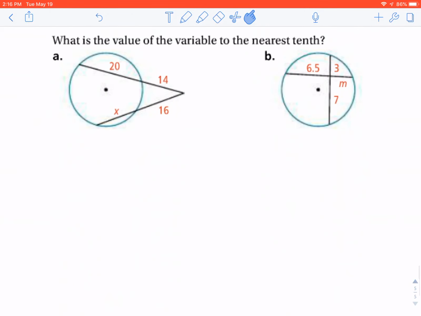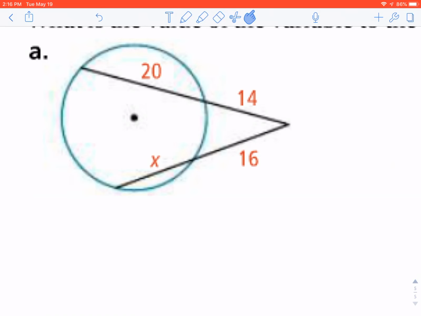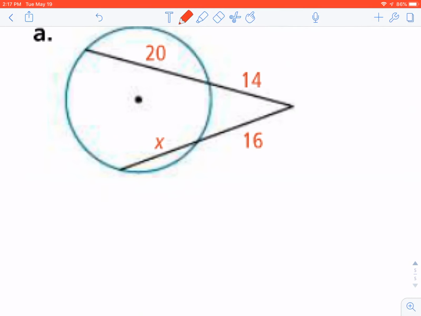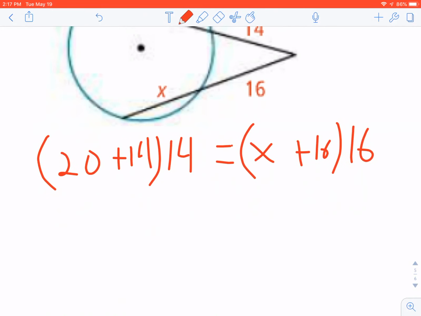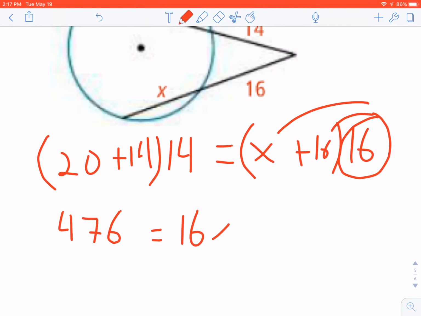Alright, and then these would be the last two examples I would have you do on your own. So you should pause it, try it, and then obviously check. But this models the theorem part number 2. So I'm going to do my 20 plus 14 times 14, because that part is outside of the circle, is equal to x plus 16 times 16. When I do this, I get 34 times 14 gives me 476 is equal to, and now when I distribute 16, 16x plus 256.